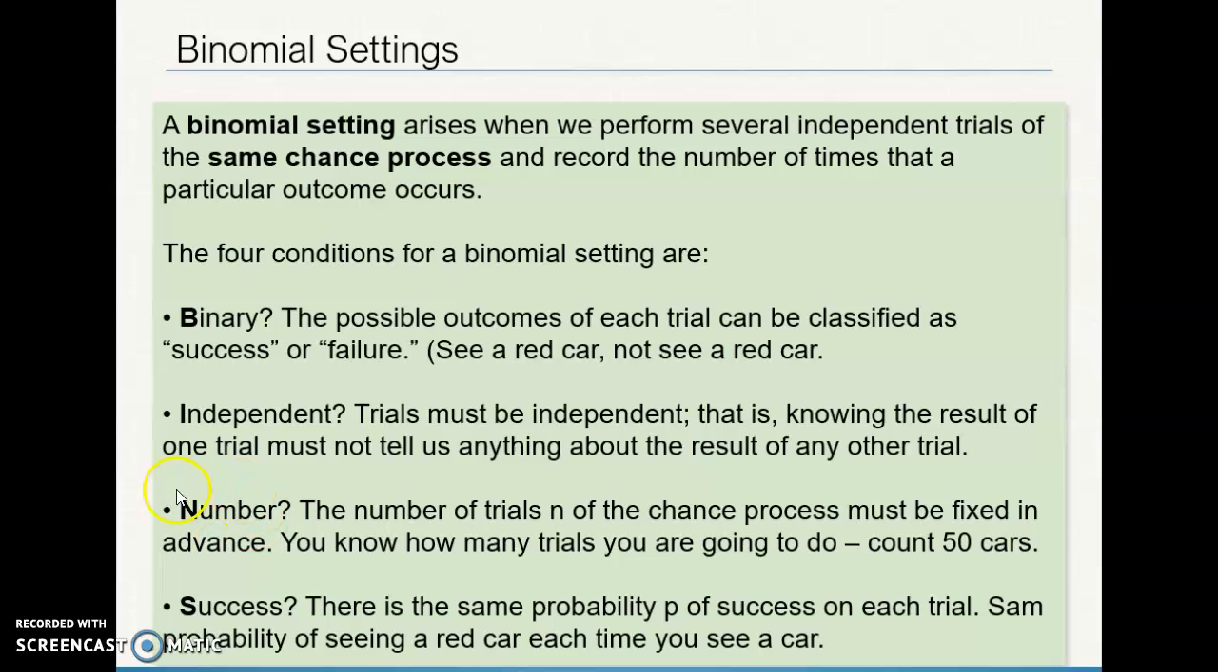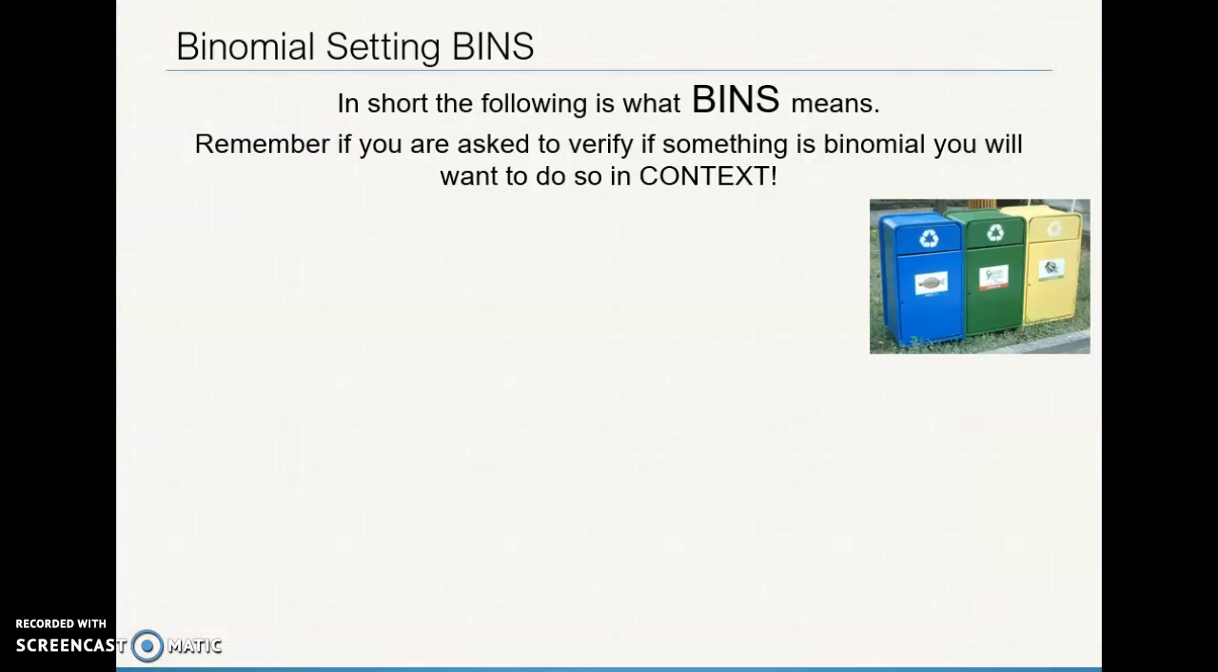I, the trials must be independent. N, it's a fixed number, and S, the probability of success is the same on each trial. So there's where BINS comes from. So you want to remember that as you're looking for and recognizing a binomial setting. All right, so in short, the following is what BINS means.